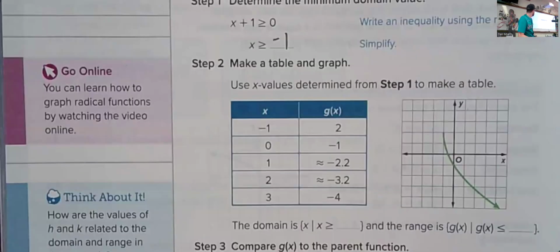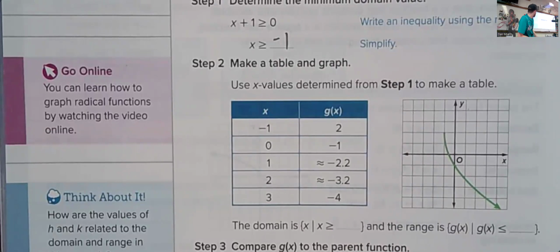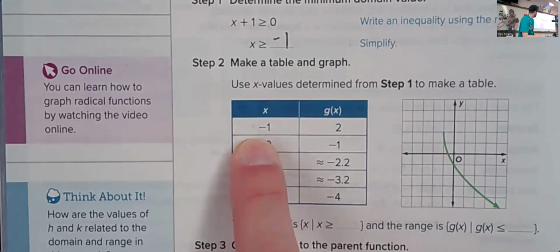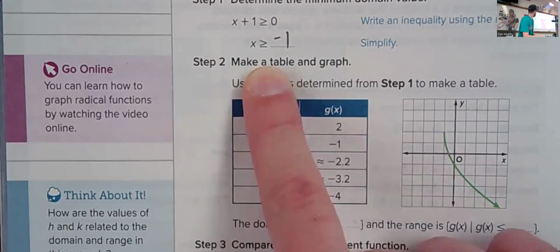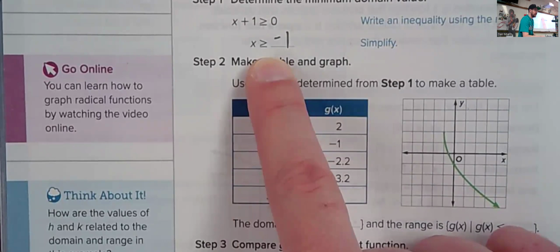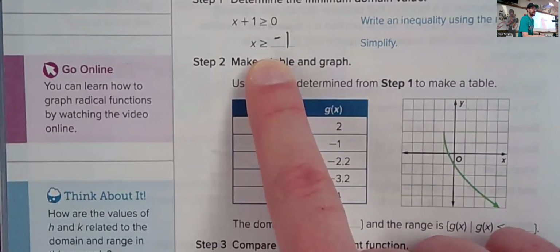Then it tells you to go ahead and use the x values determined from step 1 to make a table. And we start at -1. Why do we not go to -2? What's that? Yeah, -1 is the furthest left we can go in the domain. So going to -2 doesn't actually make sense.